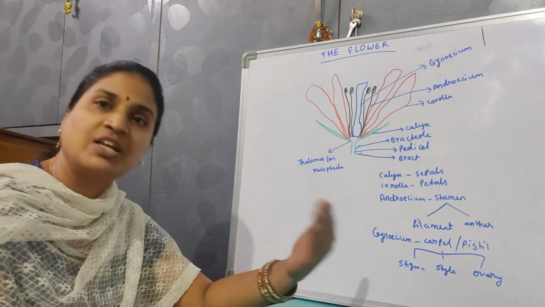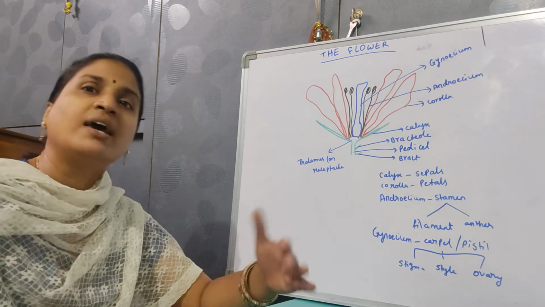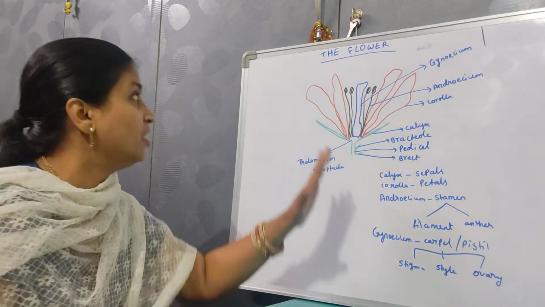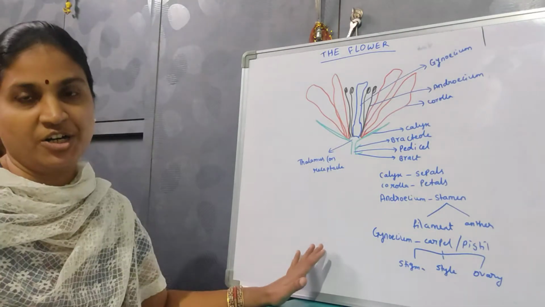Sexual reproduction means where the involvement of gametes is there, male and female gametes are present. Asexual reproduction means any part of the plant other than the flower. But here the flower is the reproductive unit of angiosperms and it is useful for sexual reproduction.